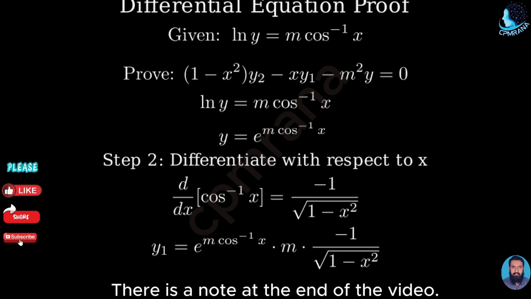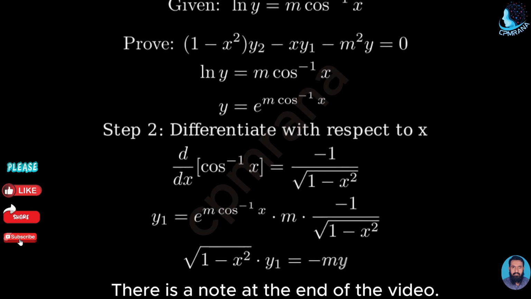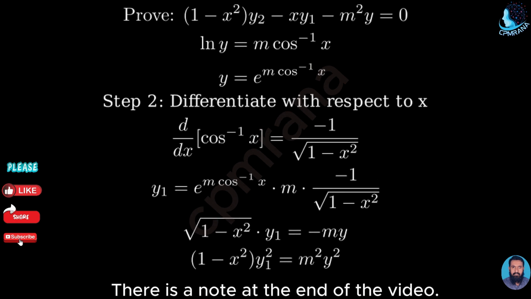Let's simplify this equation. Multiply both sides by square root of 1 minus x squared to eliminate the denominator. This gives square root of 1 minus x squared times y1 equals negative m y. Now, let's square both sides of this equation. This gives us 1 minus x squared times y1 squared equals m squared y squared.